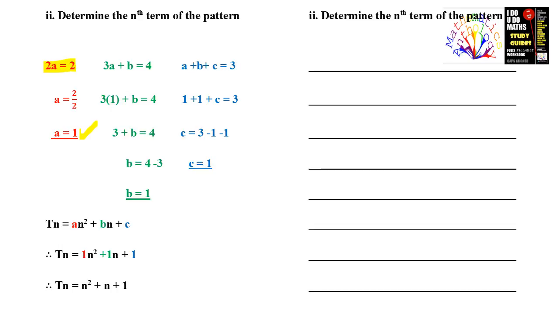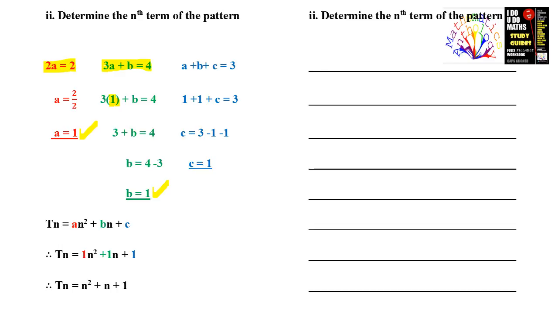Then you need to set up your second equation. 3a plus b is equal to the first number in your first difference list, which was 4. So 3a plus b is equal to 4, but we know that a is 1. So instead of a, we'll substitute 1. 3 times 1 plus b is equal to 4. Solve for b, and you'll get b is equal to 1.